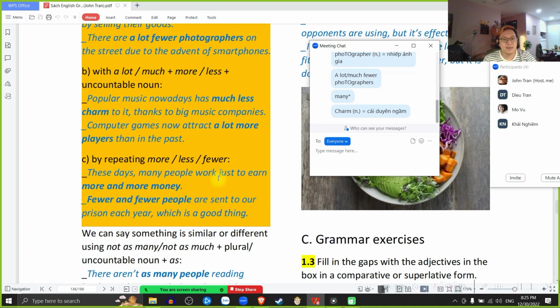Cách C đó là lặp lại cái chữ more, less hoặc là chữ fewer. Lặp lại cái này, thường cái chữ lặp lại này xuất hiện rất là nhiều luôn á. This one happens a lot. You repeat more, you repeat less, or you repeat fewer.